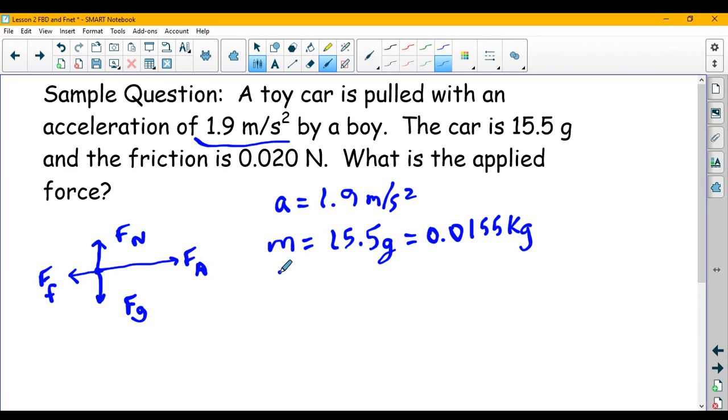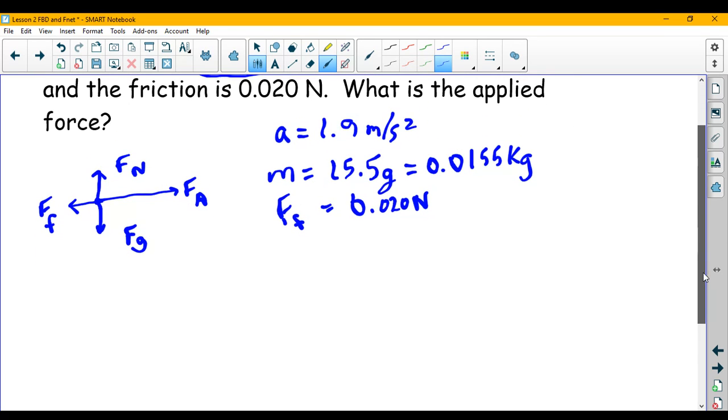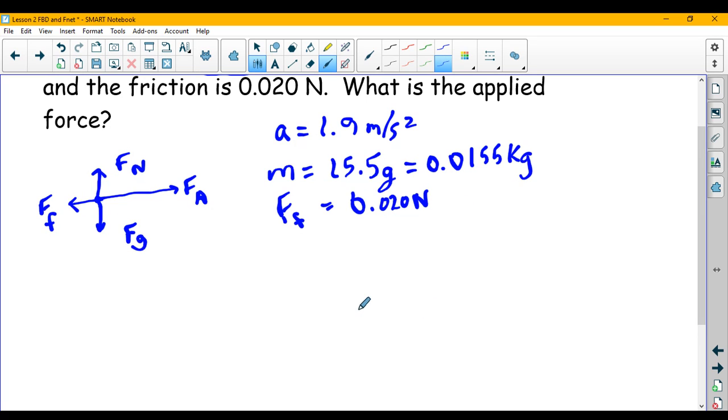The last thing we know is it tells us the friction force. So the friction force is a very tiny 0.020. Again, we're talking about small amounts of force. Don't forget to put your units on. Teachers love units. They make us happy. Okay, there we go. Now, when we go to do this, we need to think about the fact that we can then find the applied force. That's our goal. What's our applied force?